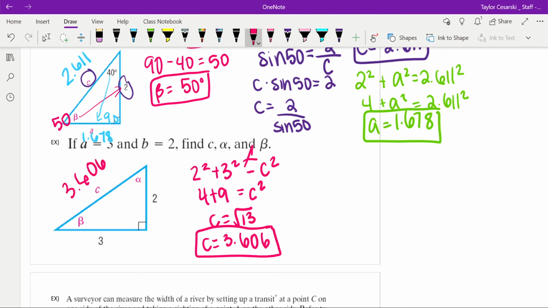Okay. And notice that's going to be your biggest angle, that's your 90-degree angle, and that's my biggest side. So I'm good so far. Alright, so next I'm going to maybe find beta. It doesn't matter, but let's go ahead and find that angle.